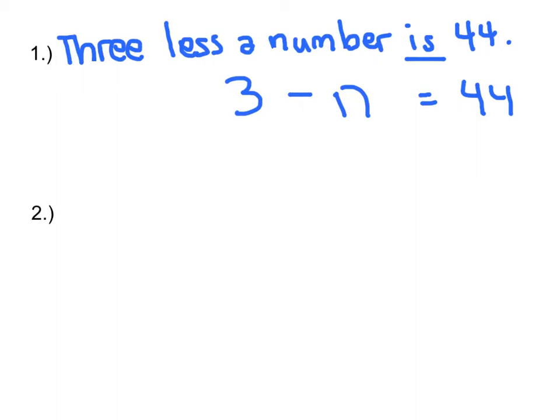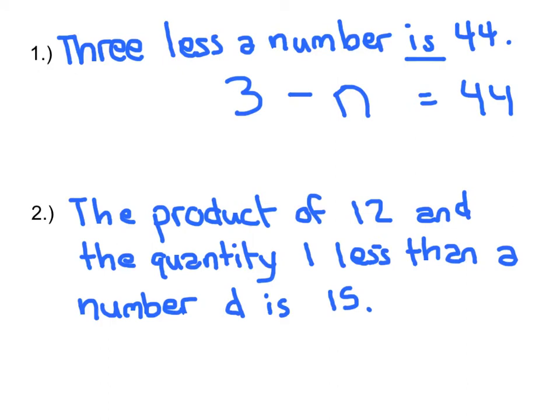Okay? So now let's move up to problem number 2. Go ahead and write it down again. We have the product of 12 and the quantity 1 less than a number, d, is 15. Here, I want you to again underline where we have our verb form of to be, and that is right here, is. So you know that that is our equal sign. So is 15. Now the beginning part is a little tricky. It says the product of 12 and the quantity 1 less than a number, d. I want you to take a moment and see if you can do that part on your own. So go ahead and pause. And once you're done, play the video again so that you can compare with what I have.